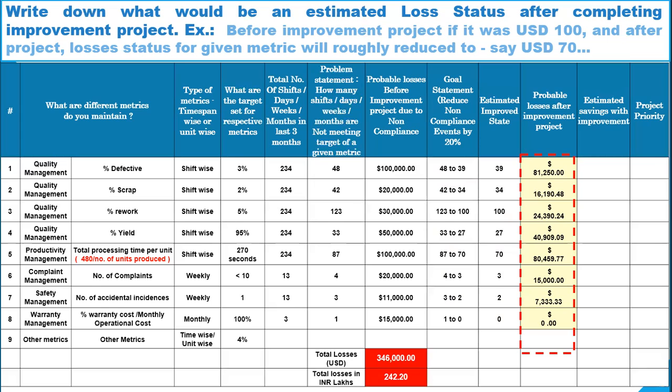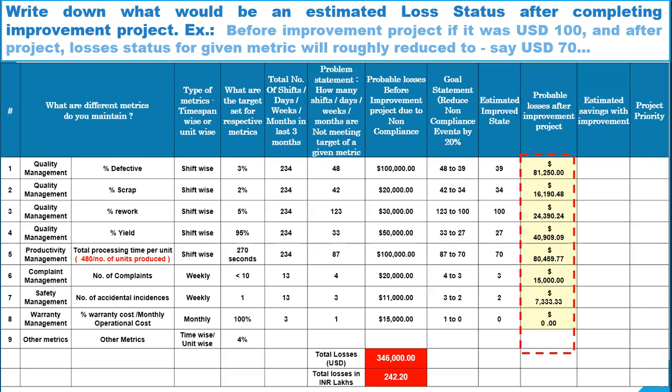So probable losses after the improvement project would be $81,250 for percentage defective. Percentage scrap, it would be $16,190. For number of complaints, it would be $15,000. For number of accidental incidences, it would be $7,333, roughly 7,000 and $340. So this is a rough estimation of future state losses.